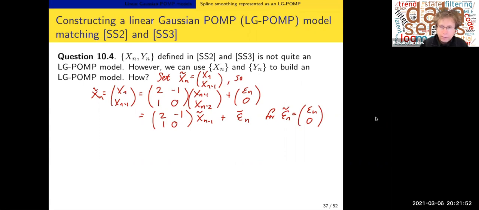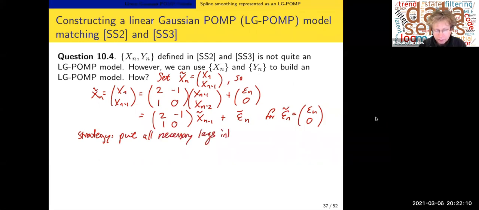And this is a kind of common strategy for coercing things into the form of a POMP model. The strategy we followed was to put all necessary lags into the latent state.